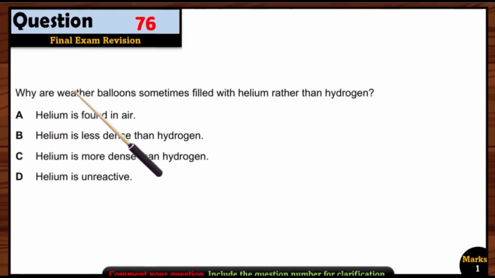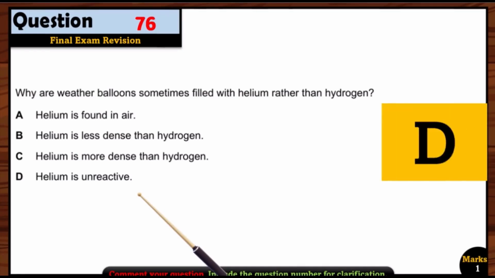Question 76. Why are weather balloons sometimes filled with helium rather than hydrogen? Because helium is less reactive. Okay, and it is less dense than... of course, it's not less dense than the hydrogen, right? Because it has the proton number 2, but it is unreactive. That's why we prefer it over hydrogen.